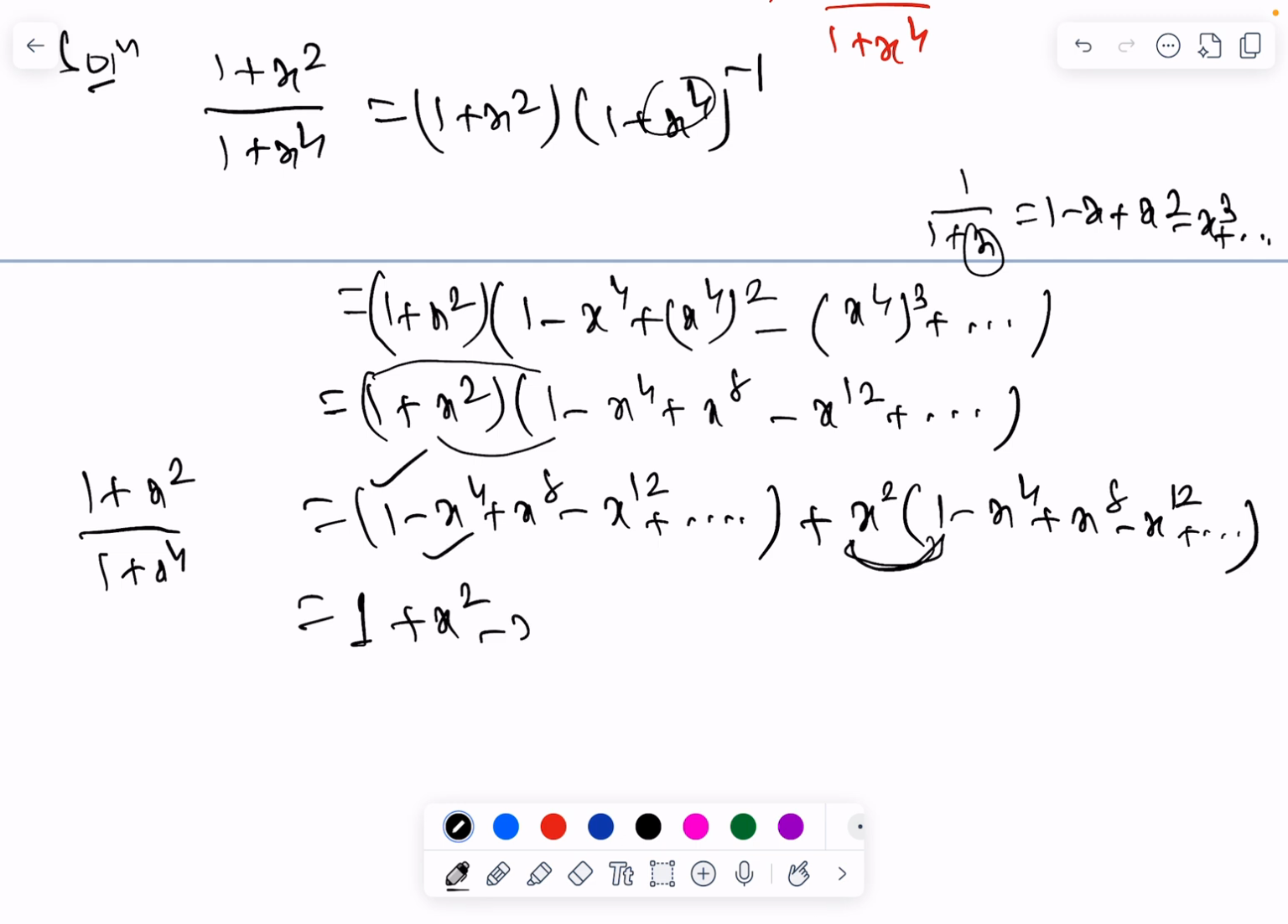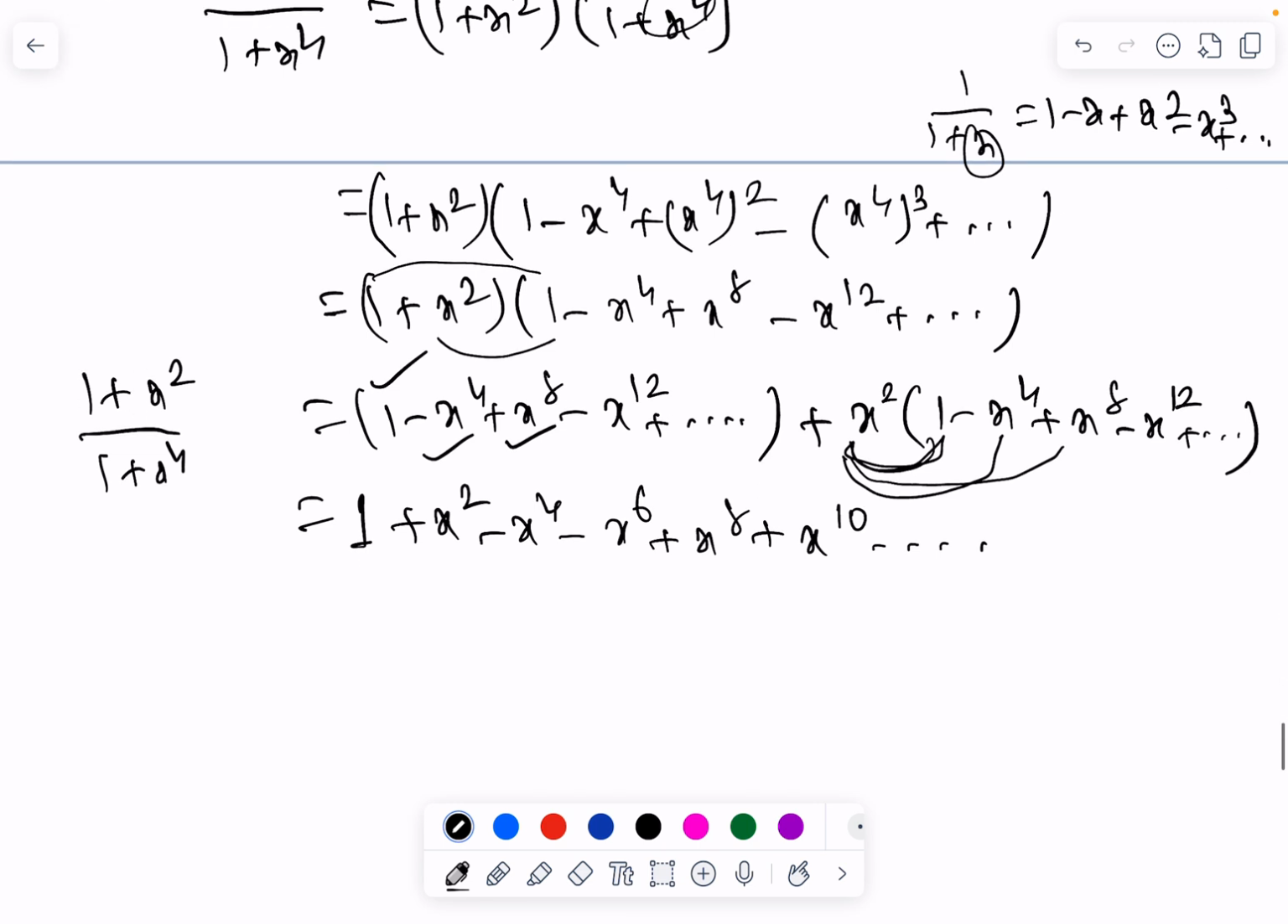Then minus x power 4. Then this is x square into x power 4, so x power 6. So minus x power 6 plus x power 8. Then x square into x power 8, so plus x power 10 and so on. So that is the series of 1 plus x square over 1 plus x power 4.